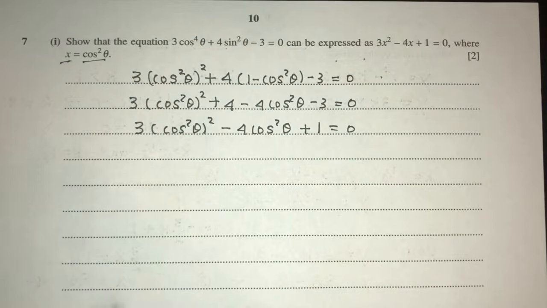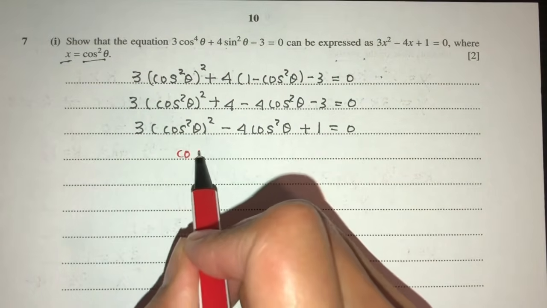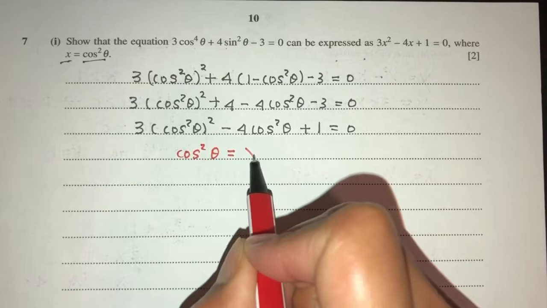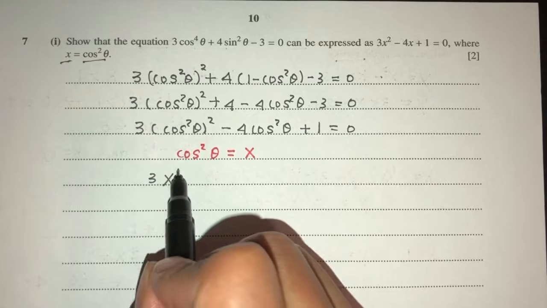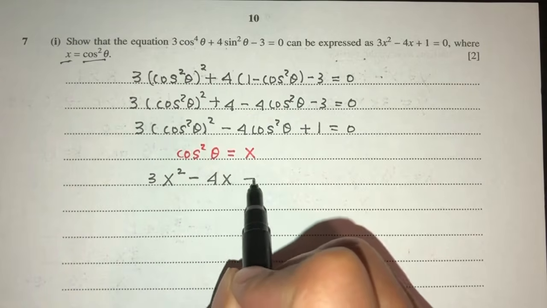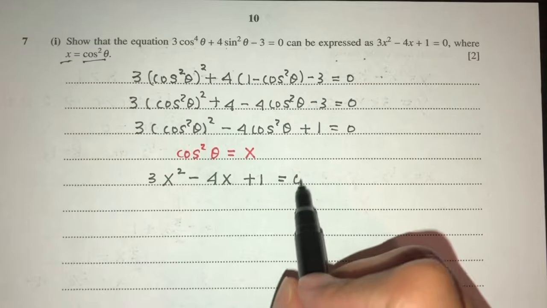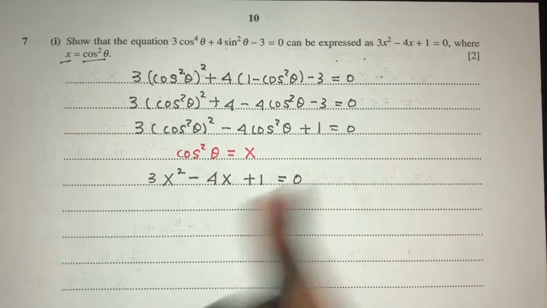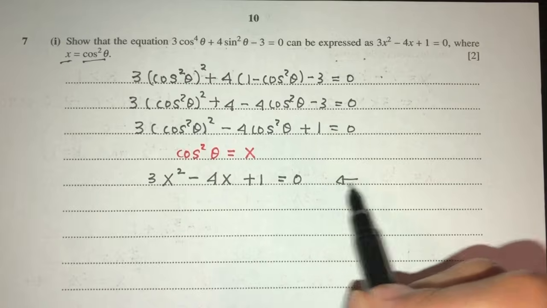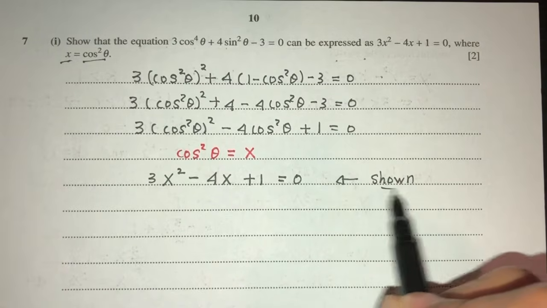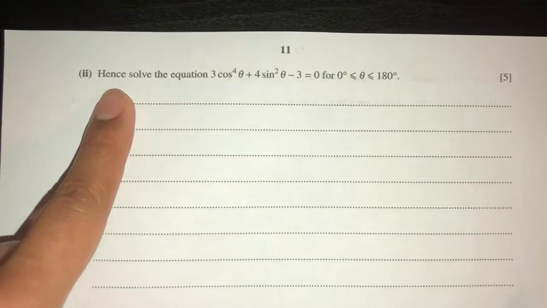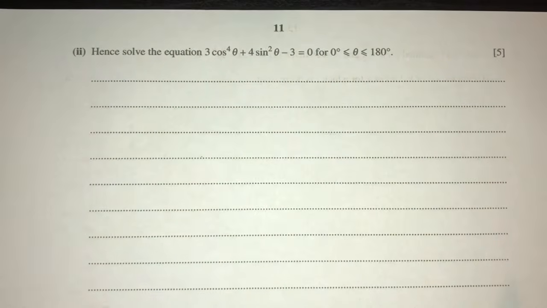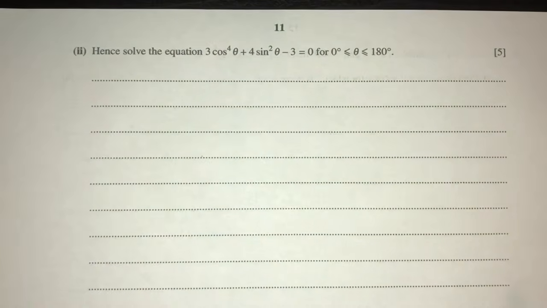So now we have to replace the value of cos square theta by x. So you will have 3x squared minus 4x plus 1 equal to 0. As you can see, this is shown as required. That is for part 1. So now for part 2, hence means using part 1 to solve this equation for the domain between these two values. So let's do one by one.